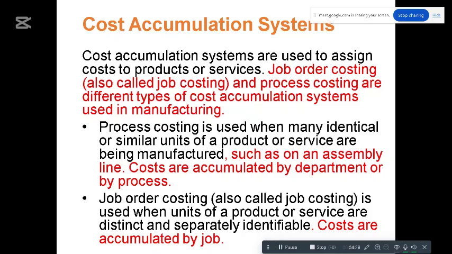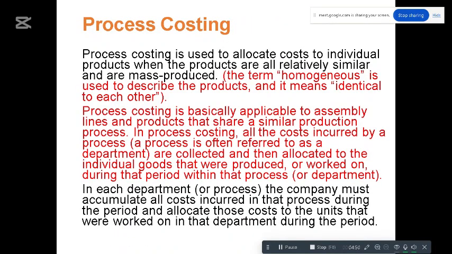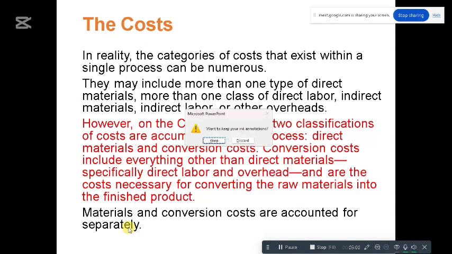Cost accumulation systems. Process costing is used when many identical or similar units of a product are being manufactured, that's what I was explaining now. Job order costing is used when units of a product or service are distinct. That's what I meant by unique orders or specific orders. Process costing is used to allocate cost to individual products when the products are all relatively similar and mass produced. Same stuff continues.